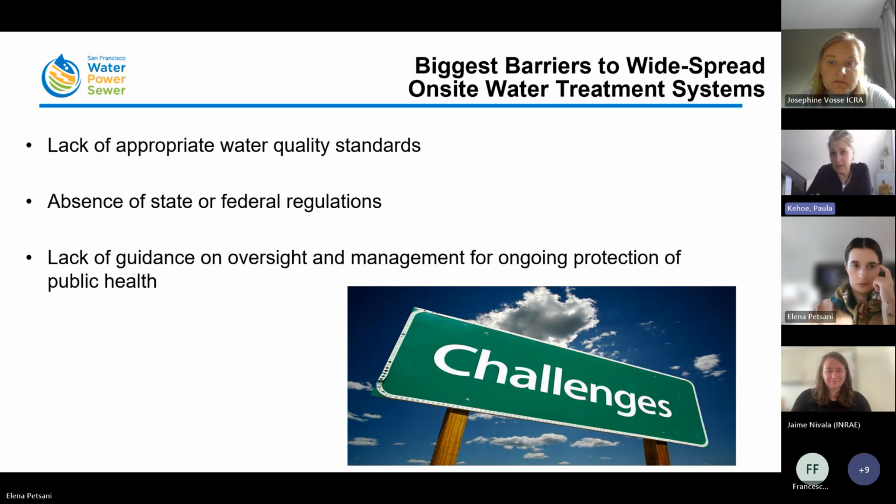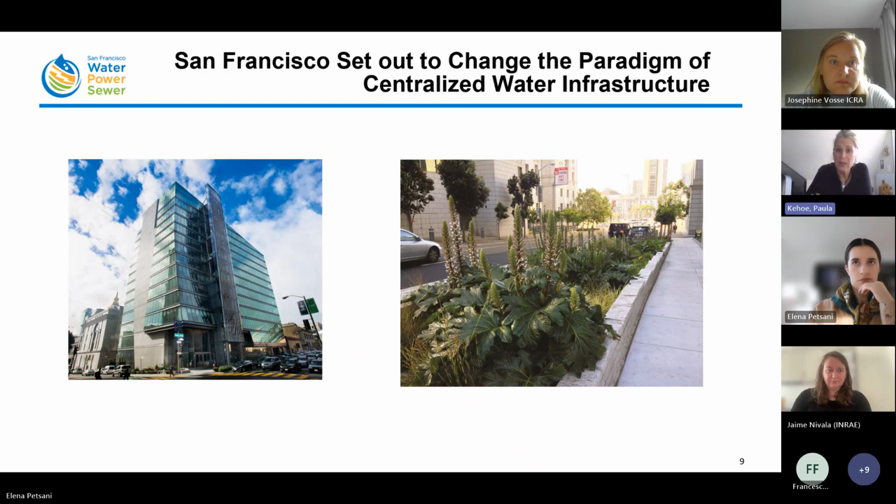Next. So in San Francisco, we decided that we were going to change this paradigm, and we wanted to really change how we always thought about infrastructure just from a centralized perspective. And so what we decided to do was, when we were building our new headquarters, which is shown here, we opted to include an engineered wetland treatment system within our building, to treat all of the black water that we produce in the building.